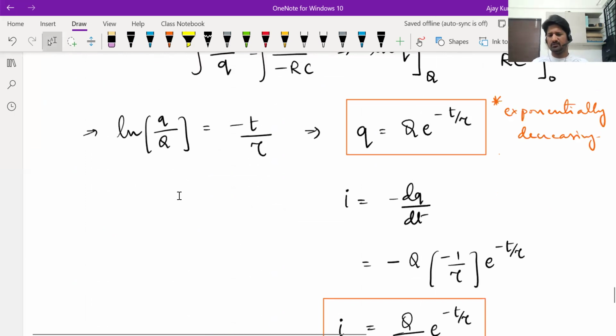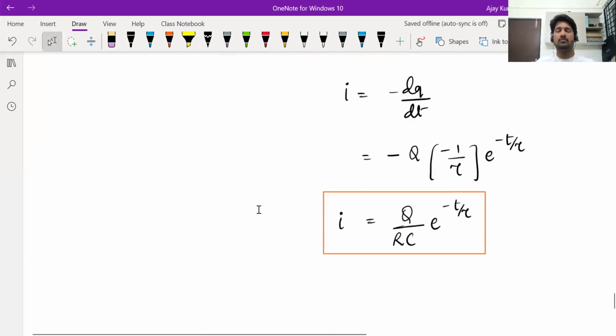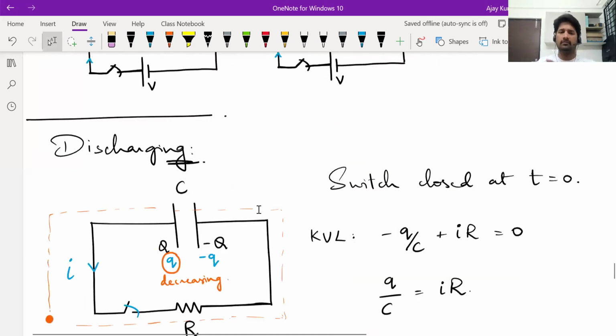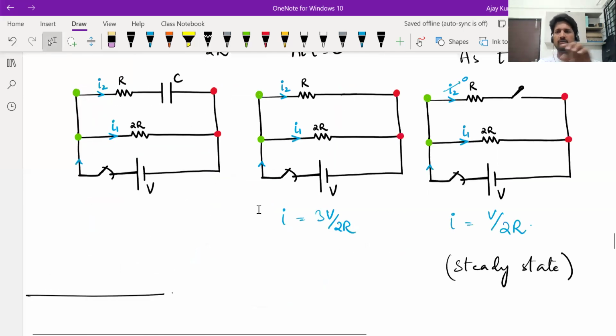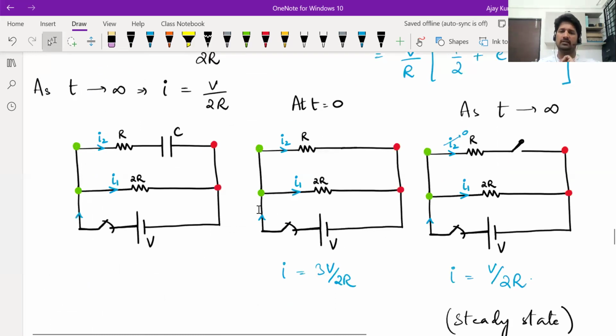Fine. That is all there is to know about charging and discharging of a capacitor. And the important thing to remember is the behavior of a capacitor when it is uncharged and when it is fully charged. When it is uncharged, you treat it as a wire. When it is fully charged, you treat it as an open circuit or open switch. Okay. To find out the currents, potential differences and all.